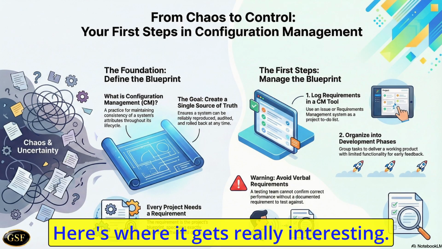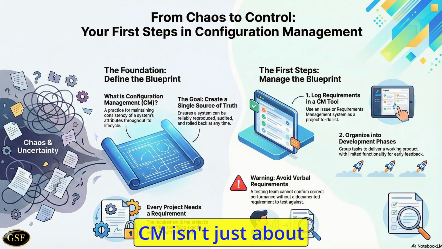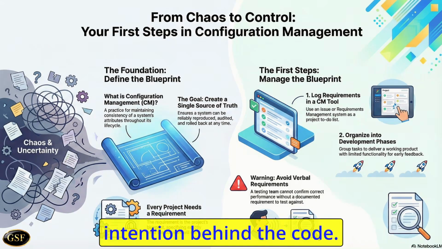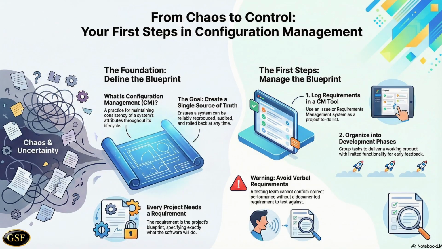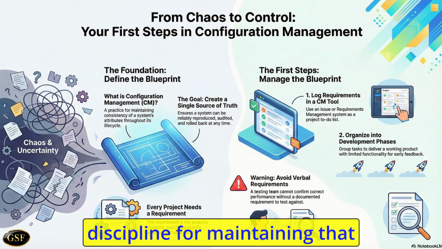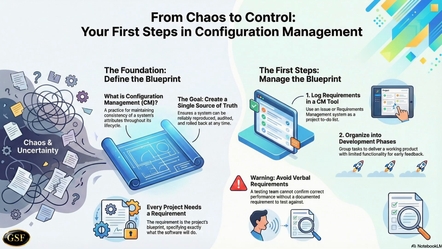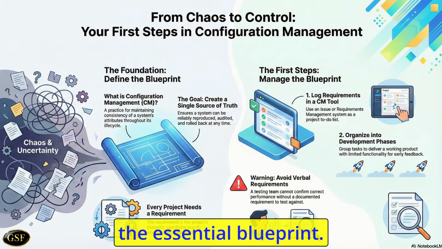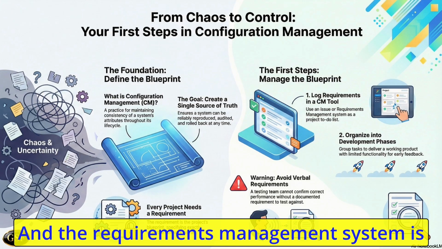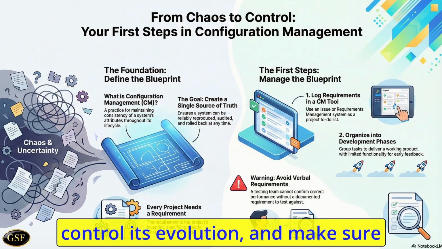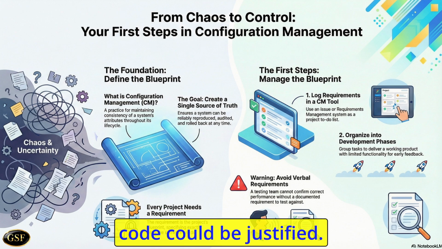Here's where it gets really interesting. CM isn't just about managing the code, is it? It's about managing the intention behind the code. That's a great way to put it. Configuration management is the discipline for maintaining that consistency, that predictability throughout the system's life. The requirement is the essential blueprint, and the requirements management system is how you hold and version that blueprint, control its evolution, and make sure every single line of code can be justified.